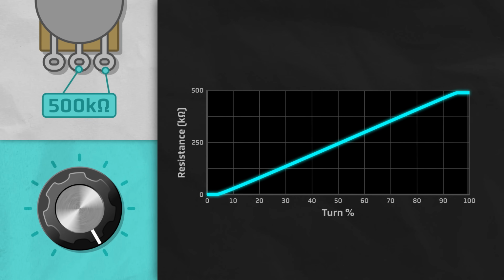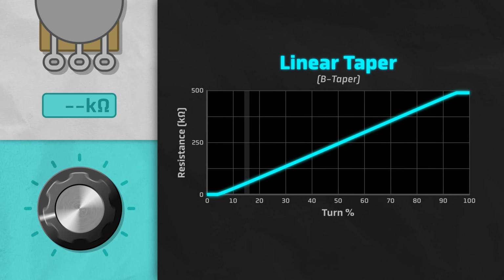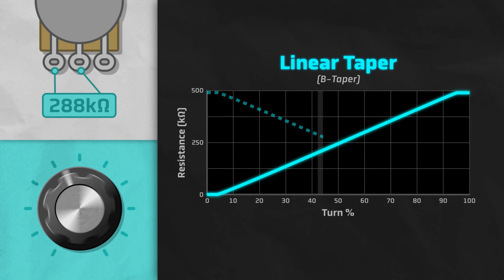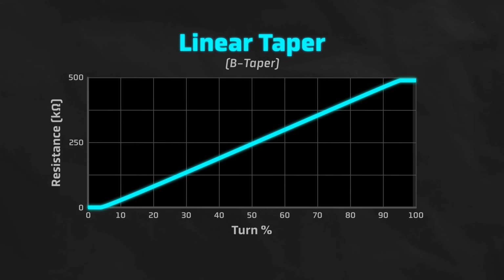This example shows a straight line, indicating a linear taper, also known as B taper. And if I plot out the resistance values between lugs 1 and 2, I'll get a vertically flipped version of the same line. While linear taper pots are common in electronics, they're not always preferred for volume and tone controls.